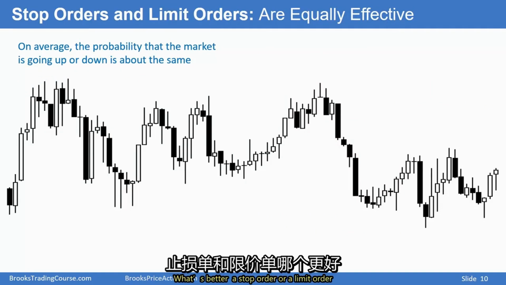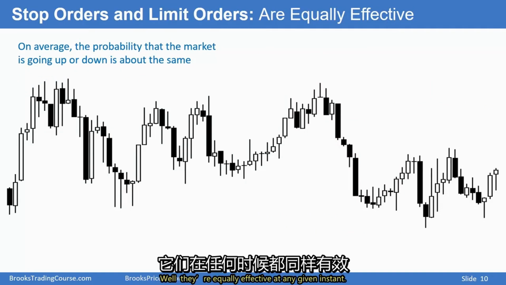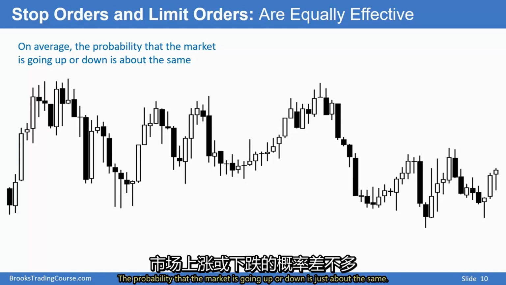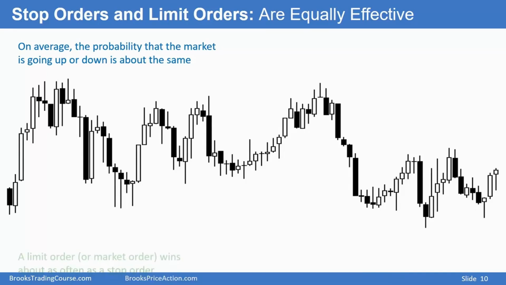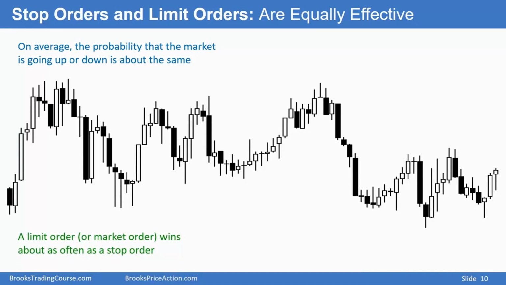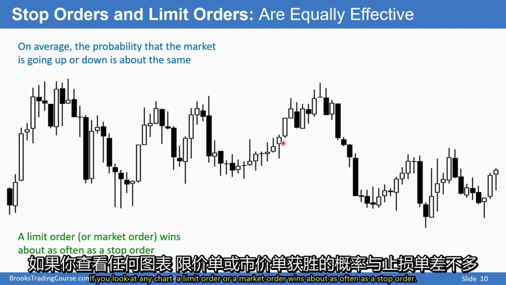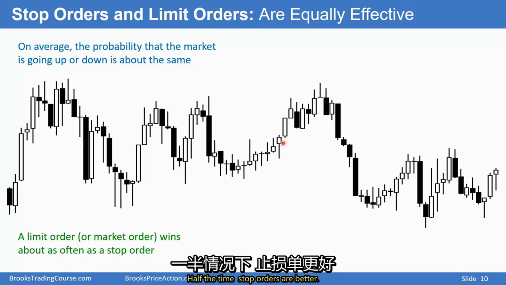What's better, a stop order or a limit order? Well, they're equally effective. At any given instant, the probability that the market is going up or down is just about the same. If you look at any chart, a limit order or a market order wins about as often as a stop order. Half the time, stop orders are better. Half the time, limit orders are better.